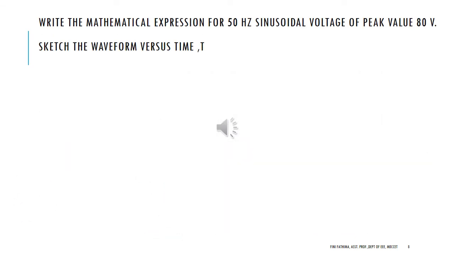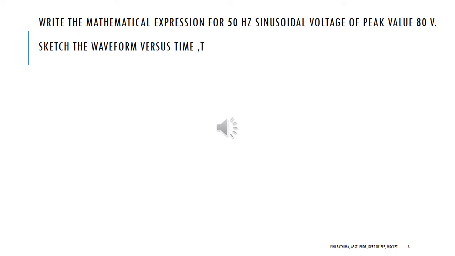Next question is, write the mathematical expression for a 50 Hz sinusoidal voltage with a peak value of 80 volts, that is Vm is equal to 80 volt. Then we have to draw the waveform. Okay, so we will find out how we can draw the waveform. That is, it is given frequency f is equal to 50 Hz. Then Vm is given.